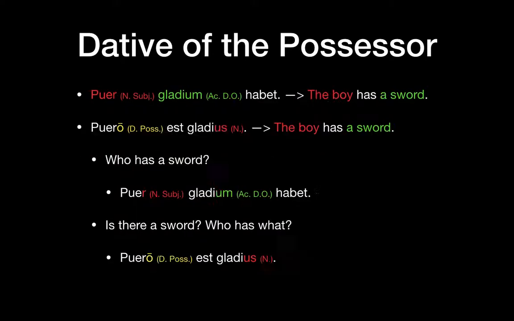But the problem there is, you translate puer gladium habet, the boy has a sword, and puero est gladius, as the boy has a sword. So what's the difference? The difference is in emphasis in Latin. In Latin, it's as if you're answering the question, who has a sword? The answer would be puer gladium habet. If you were trying to answer the questions, is there a sword? Or who has what? You would answer puero est gladius. You didn't know that a sword existed before, and you're finding out that the boy has it at the same time.